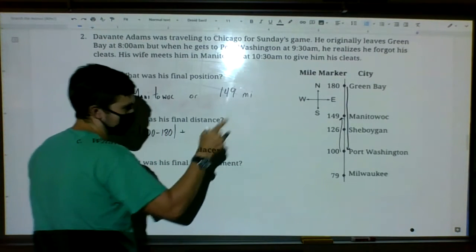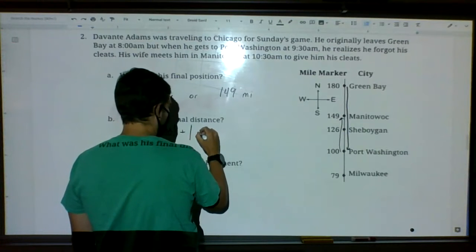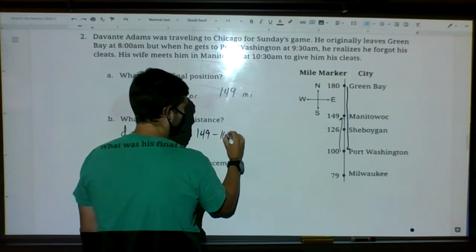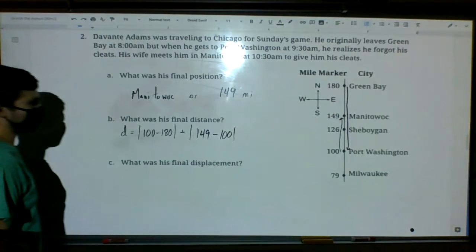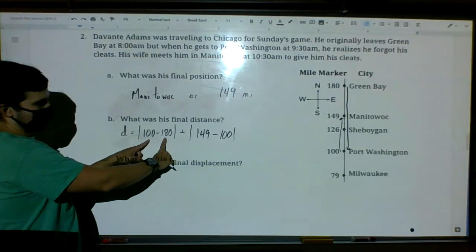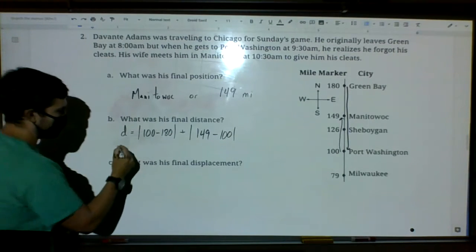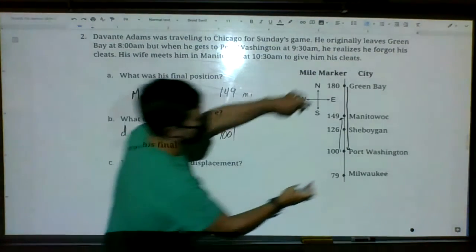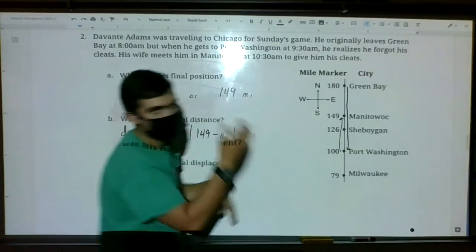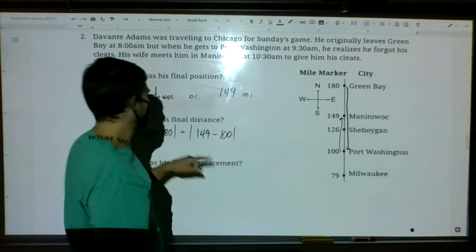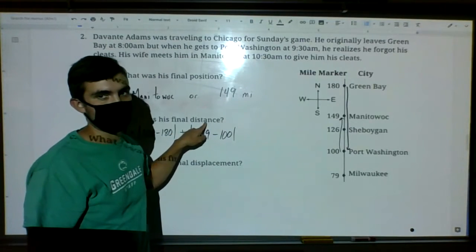And then we're going to add on the second part of his trip where he ended up in Manitowoc, or 149. And he started in Port Washington. So notice real quick, 100 minus 180 is going to be negative 80. But because of the absolute value, we're going to make that a positive 80, because that first trip was 80 miles in length, even though he went south. If we made it negative 80, that would be taking the direction into account. But distance doesn't take that direction into account.